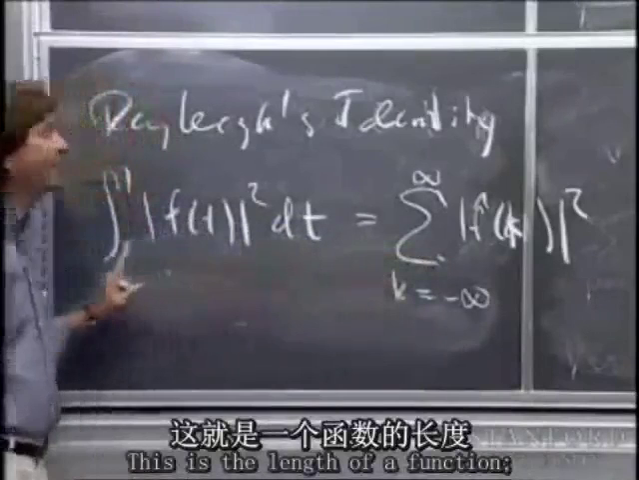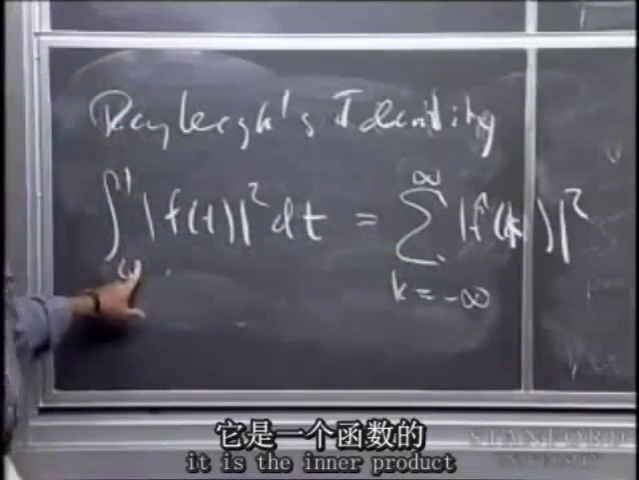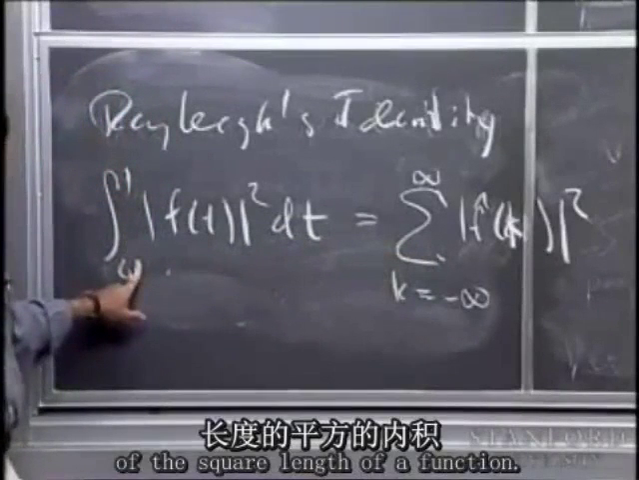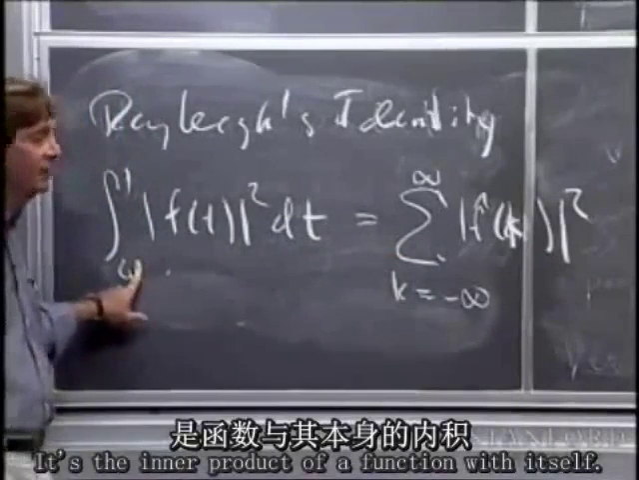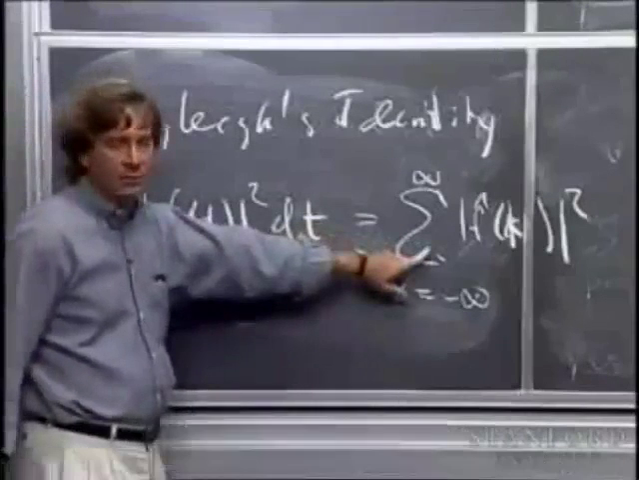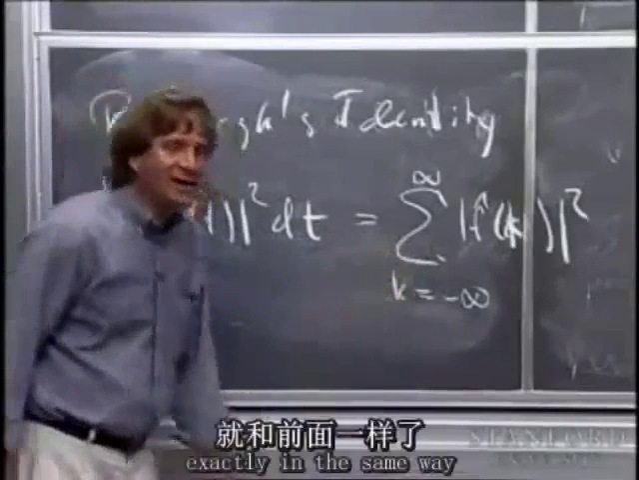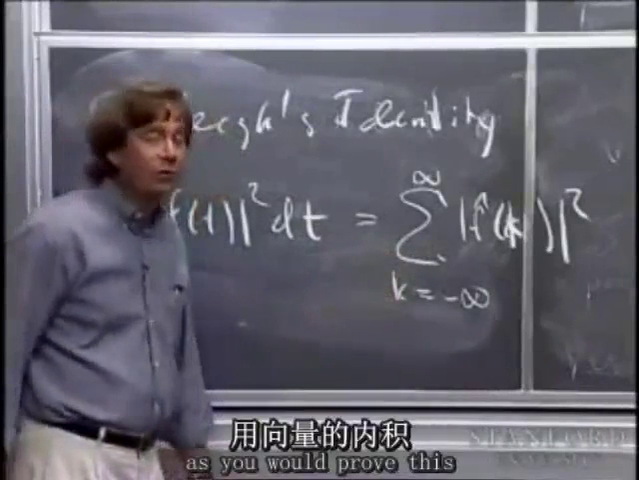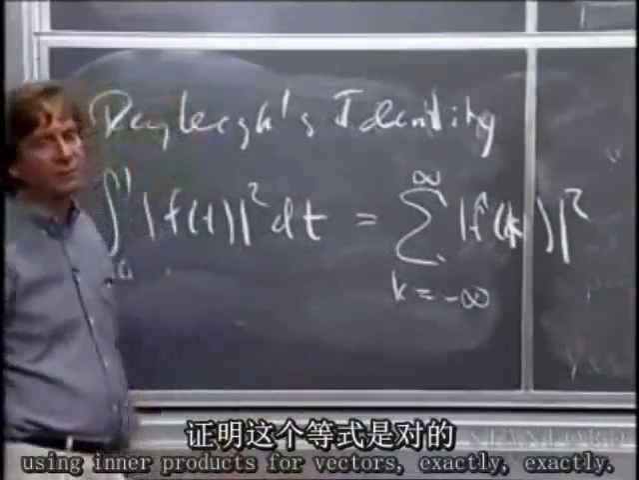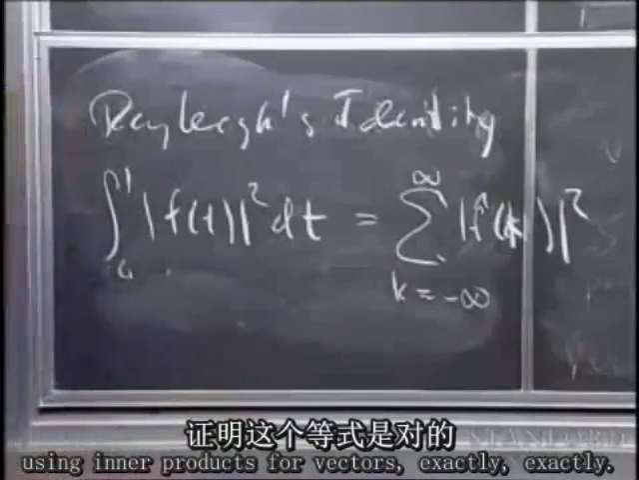This is the length of a function. It is the square of the length of a function, the inner product of the function with itself. It is the sum of the squares of its components. That's all this says. And it follows algebraically exactly in the same way as you would prove this using inner products for vectors. Exactly.